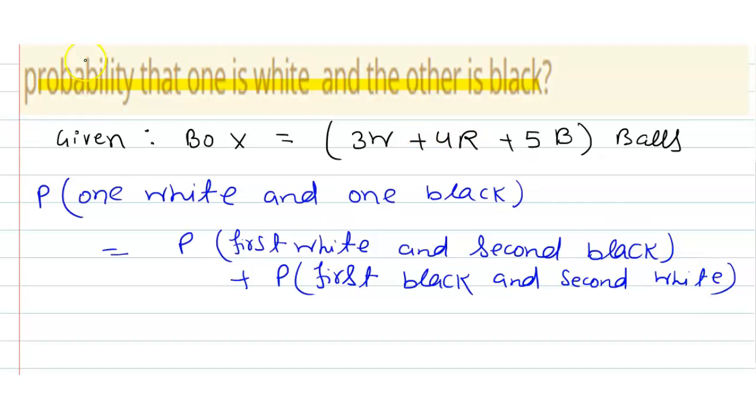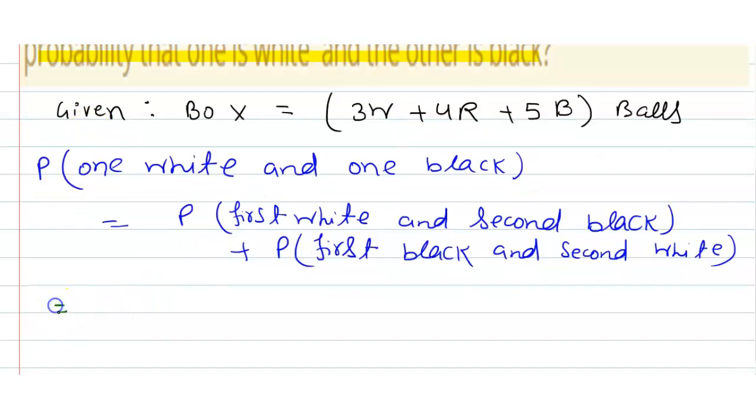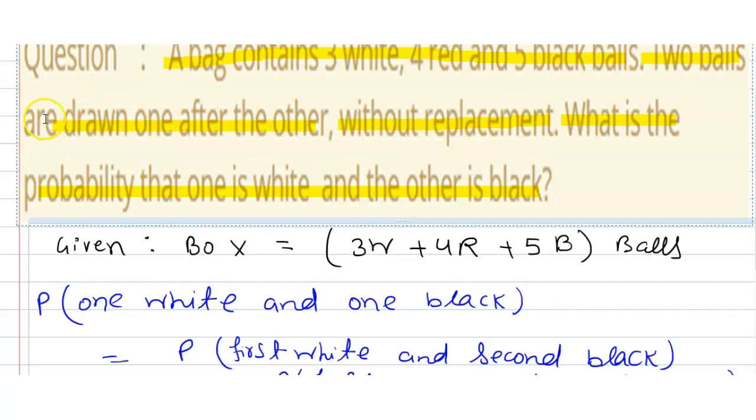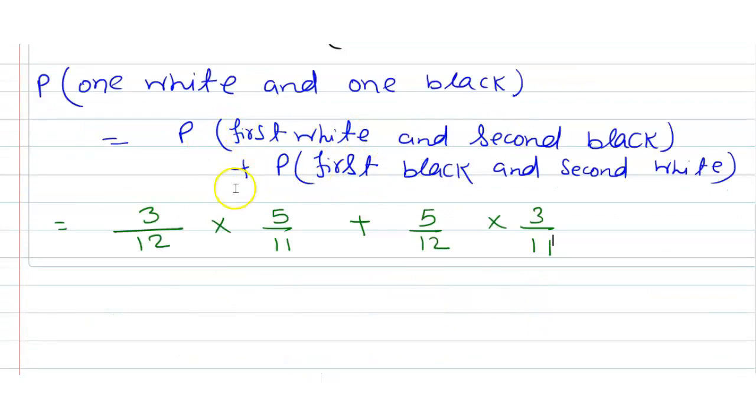Now we have to put the values. The total number of balls will be 12. So 3 by 12 into 5 by 11, plus the first black ball will be 5 by 12 and the second white ball will be 3 by 11, because 2 balls are drawn one after the other without replacement. So the first white ball will be 3 by 12 and second black will be 5 by 11. The probability of first black will be 5 by 12 and the second white will be 3 by 11.